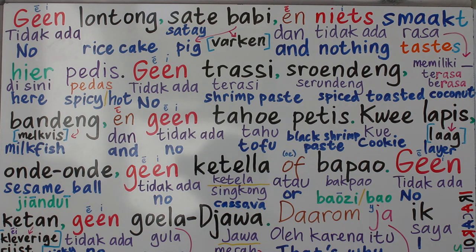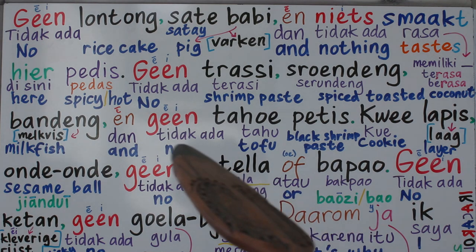Sometimes you add the word daging, it means meat. If you say daging, it's kind of more into beef. But if you say daging and then babi, it means pork. Yeah, I don't write the daging here. Maybe I will just write the word below in the description box or comment that I will pin.